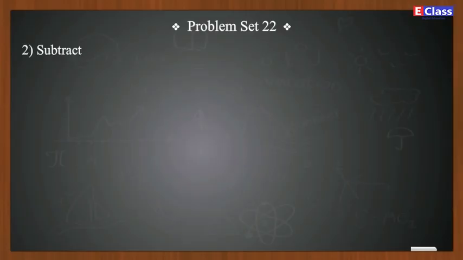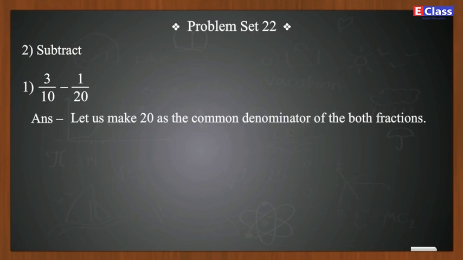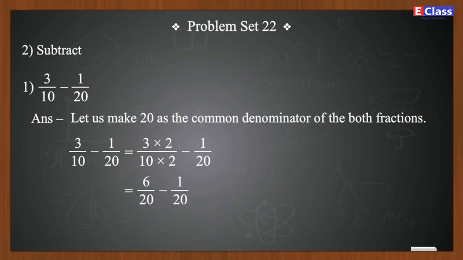Dear students, now we will solve the second question of problem set 22. 2. Subtract. 1. 3/10 minus 1/20. Answer. Let us make 20 as the common denominator of both the fractions. 3/10 minus 1/20 is equal to (3 multiplied by 2)/(10 multiplied by 2) minus 1/20, which is equal to 6/20 minus 1/20, which is equal to (6 minus 1)/20, which is equal to 5/20.